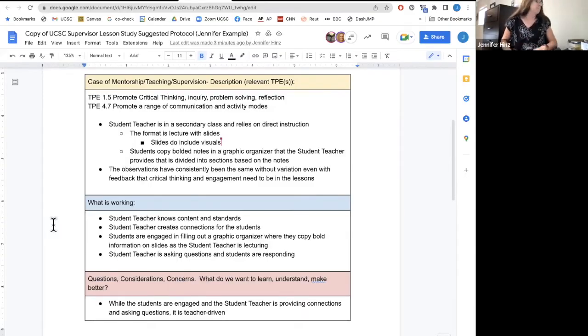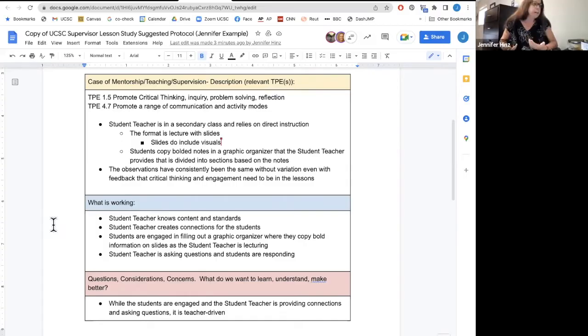What is working is that the student teacher clearly is very comfortable not only in the content and the standards, with a great understanding and knowledge of the content, and is able to talk about it for the entire class. The student teacher creates connections for the students. When putting the slideshow together, the student teacher is thinking about ways to create connections for the students. So that is something that's working.